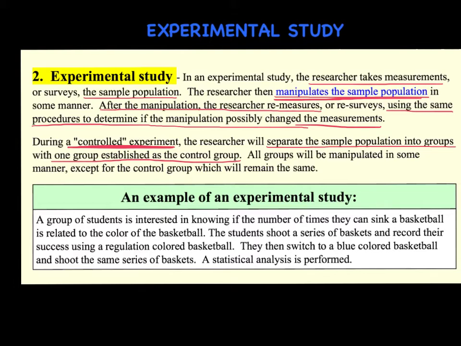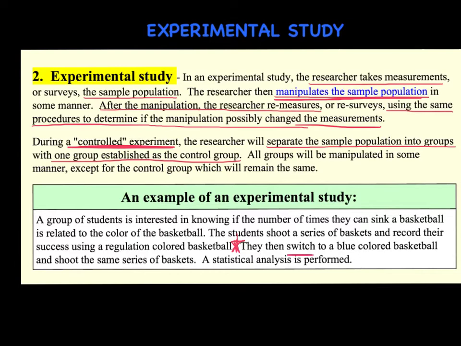It says a group of students is interested in knowing if the number of times you can sink a basketball is related to the color of the basketball. Kind of a funny question, but maybe there's something to it, right? So the students shoot a series of baskets and record their success using a regulation-colored basketball. And then here's the kicker. Here's where the manipulation takes place, right here. Here's what makes it an experimental study.